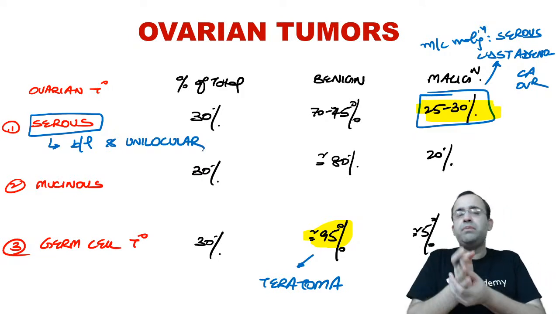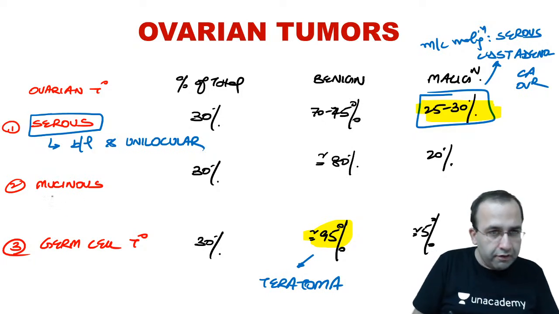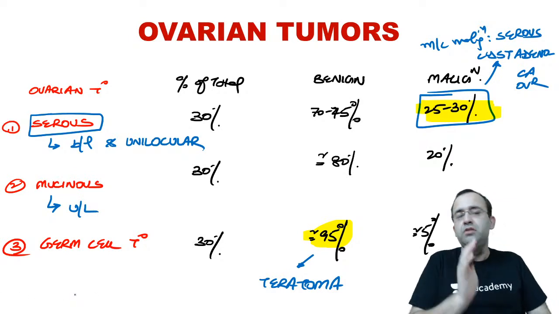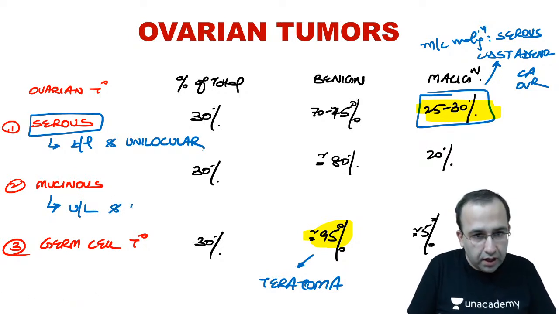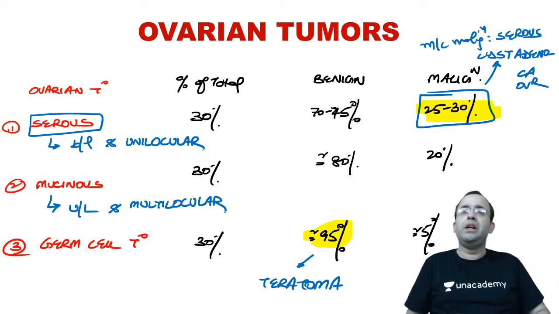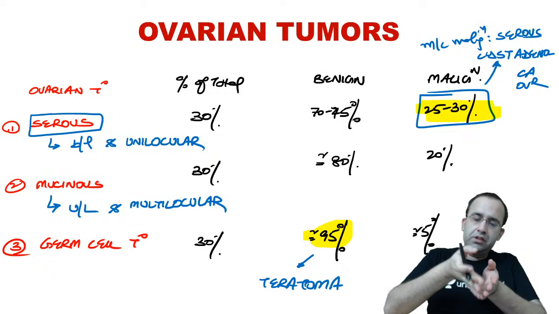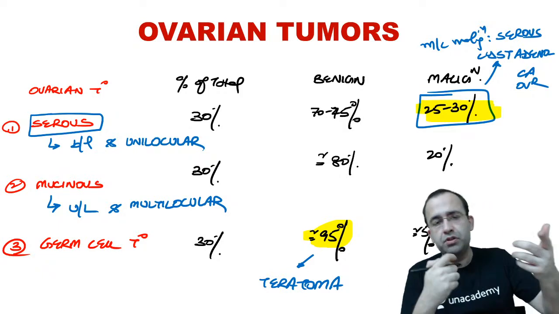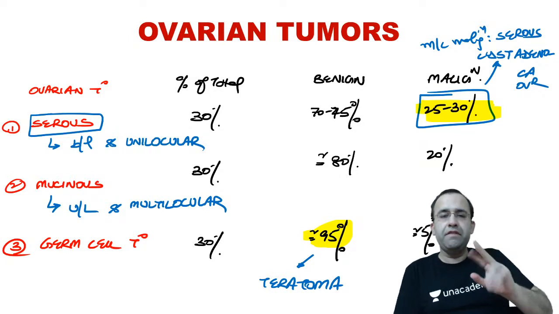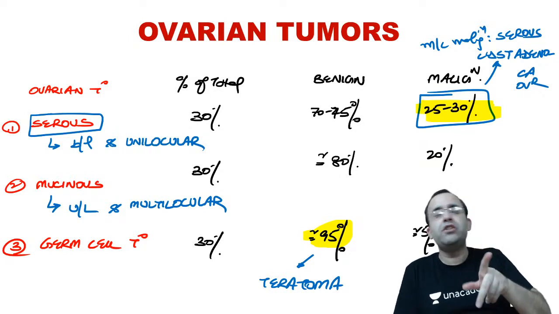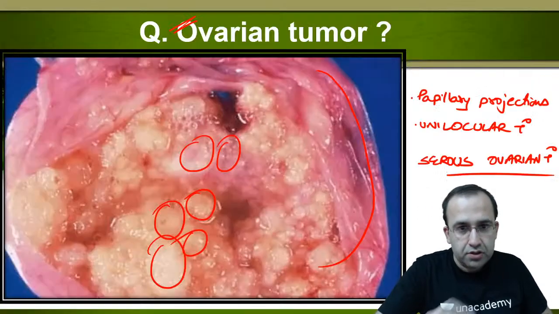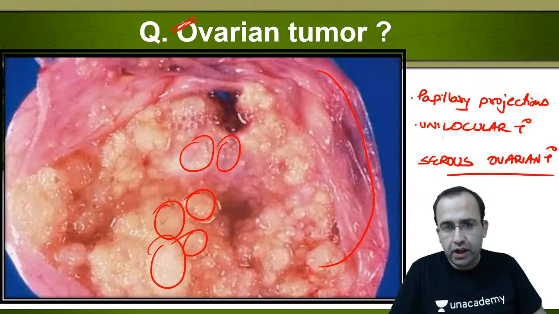That is, they do not have the presence of numerous septa in between. Versus mucinous tumors, which are unilateral and multilocular, meaning you see the presence of numerous fibrous septa in between. Next point, it has even been said that if a tumor is bilateral in nature, then the chances of it being mucinous are low. Next, so this is what a serous ovarian tumor looks like.